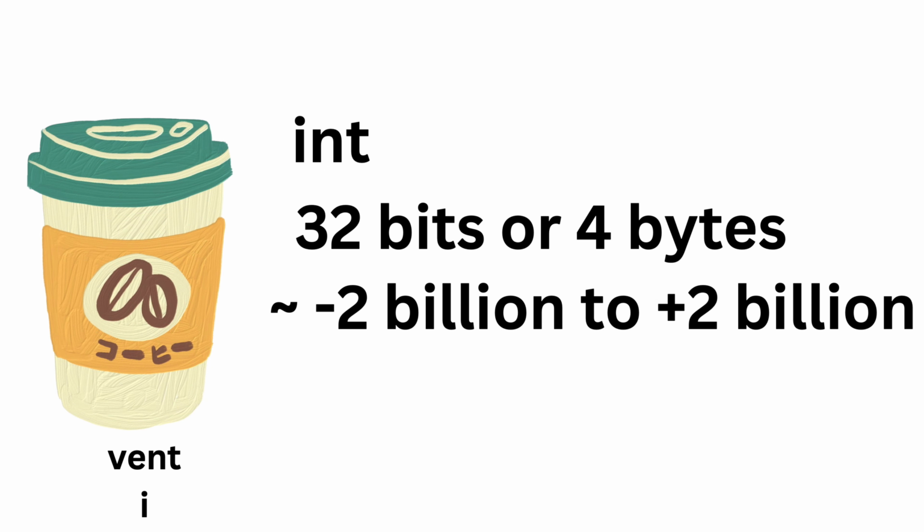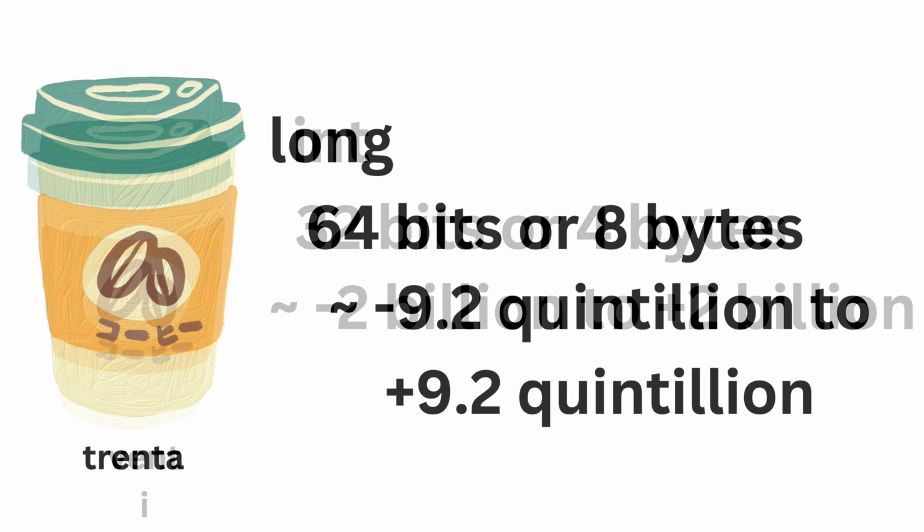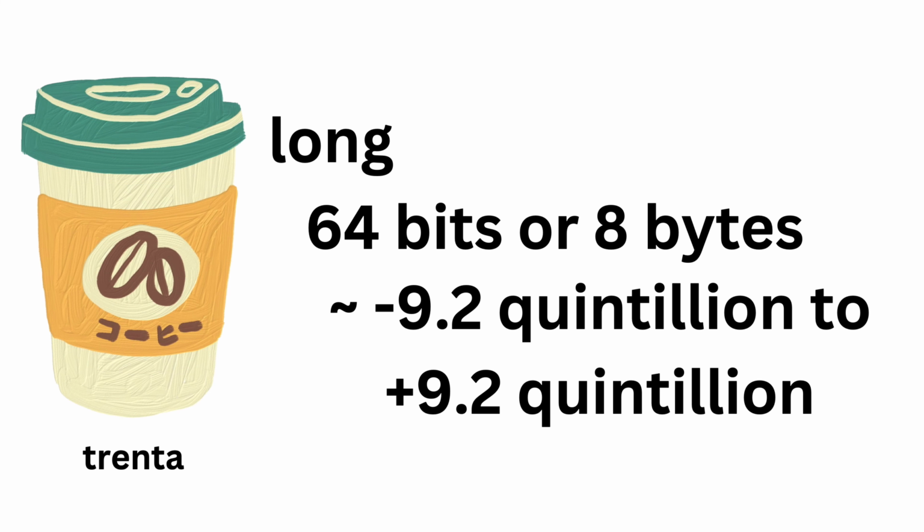Next are integers, abbreviated as int. They're 32 bits, or 4 bytes in length, and the numeric range they can represent is from just under -2 billion to just over 2 billion. The final integer type is called long. It's 64 bits, or 8 bytes in length, and it ranges from approximately -9.2 quintillion to +9.2 quintillion.